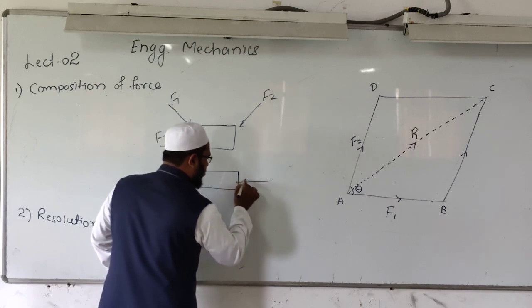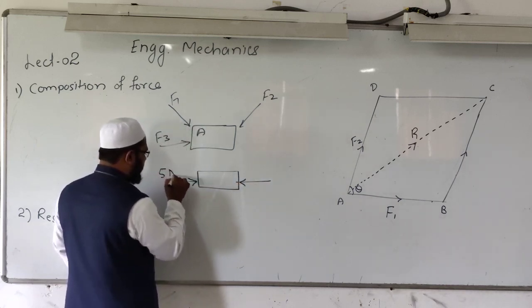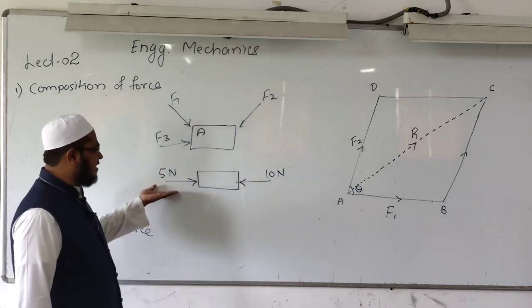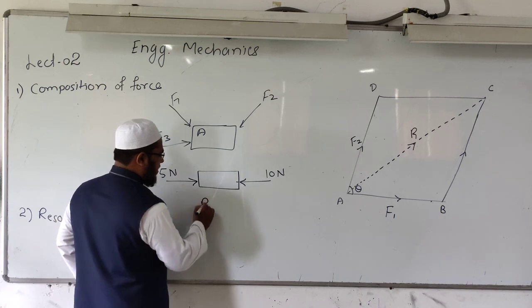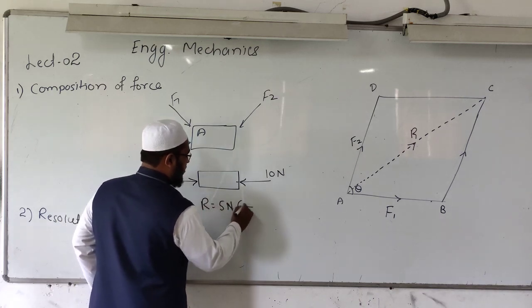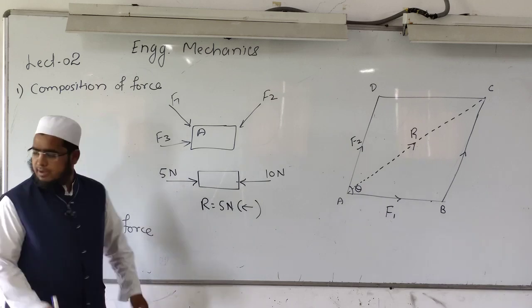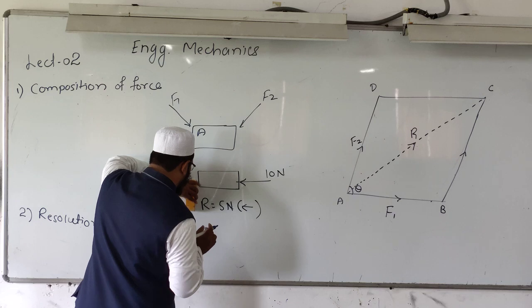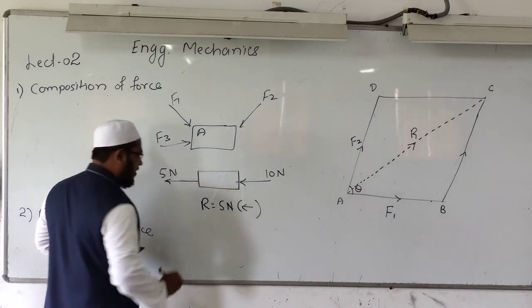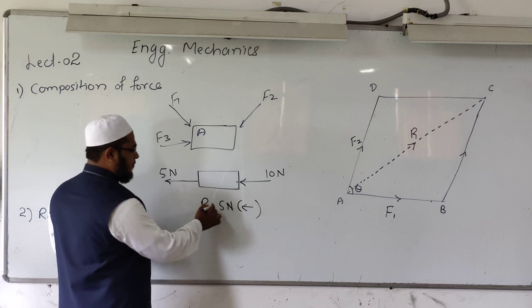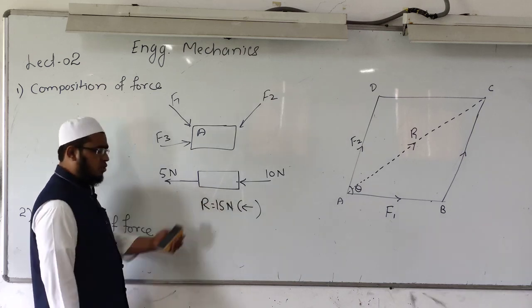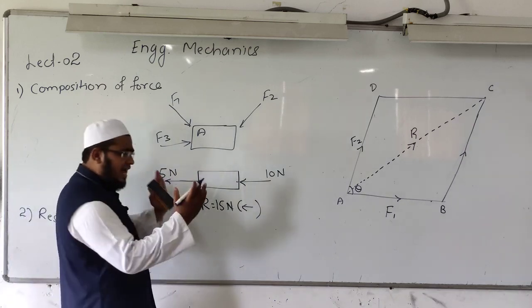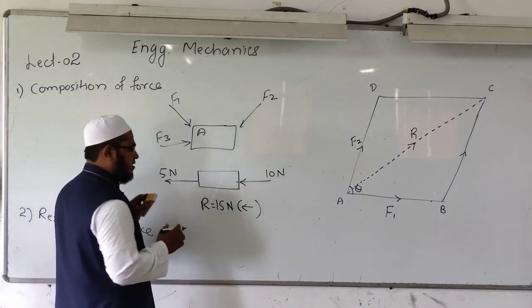If a block is there, with two forces acting of magnitude 5 Newton and 10 Newton, then you will say that the resultant is 5 Newton acting towards leftward. Same problem, if we change the values like this, I will change the arrow. Then you will say the resultant is 15 Newton towards leftward. This means we are adding and subtracting the forces.